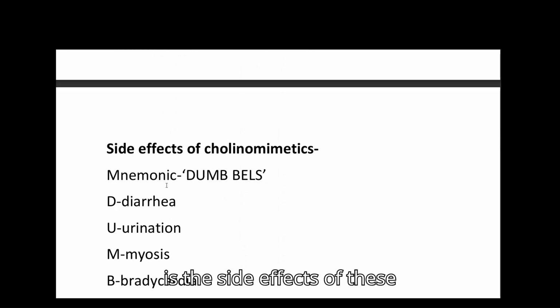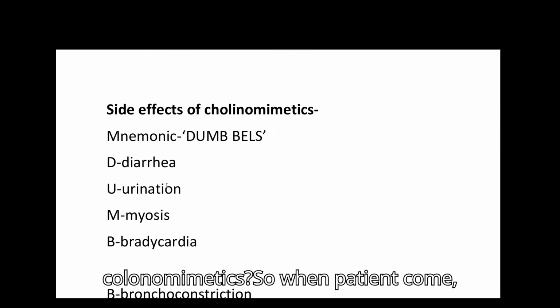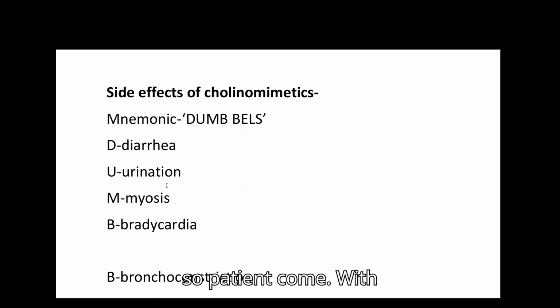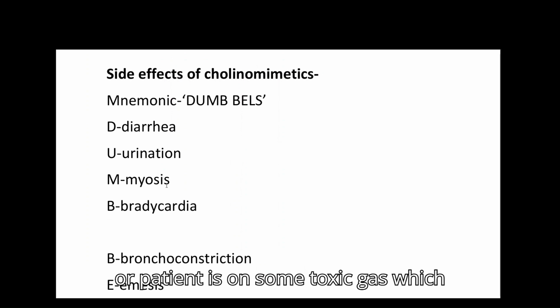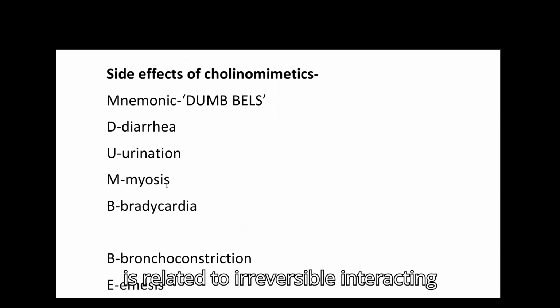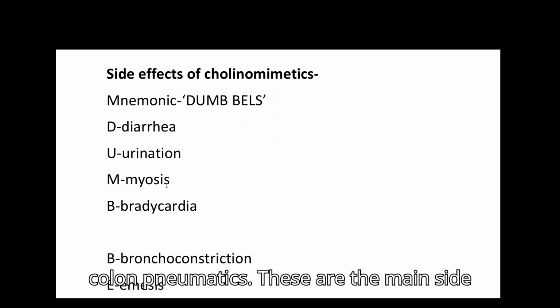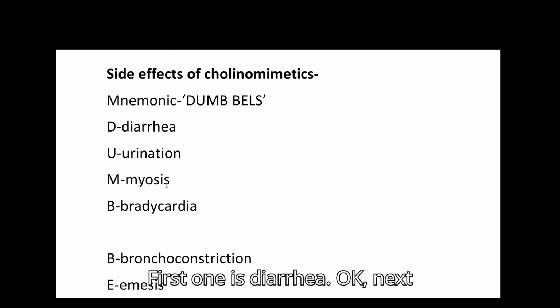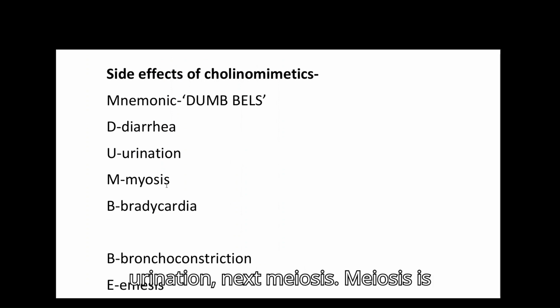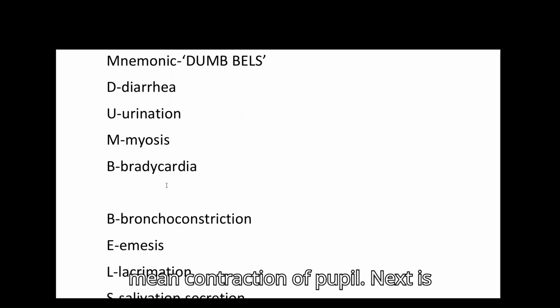So what are the side effects of these cholinomimetics? When a patient comes with organophosphate compound poisoning, or is exposed to some toxic gas related to irreversible indirect acting cholinomimetics, these are the main side effects you can see. First one is diarrhea. Next, urination. Next, miosis. Miosis means contraction of the pupil. Next, bradycardia. B also means bronchoconstriction.